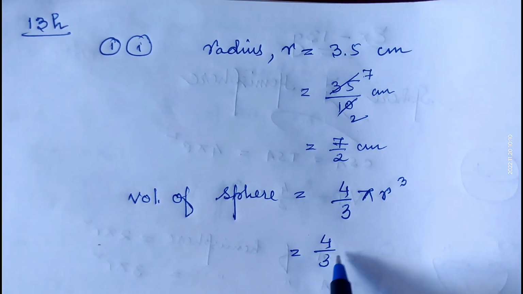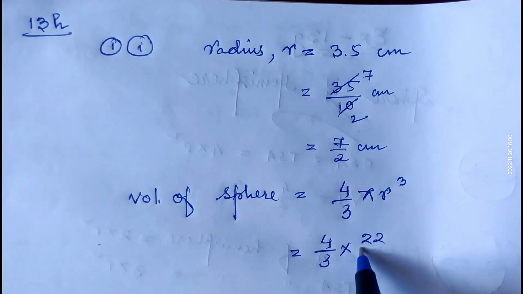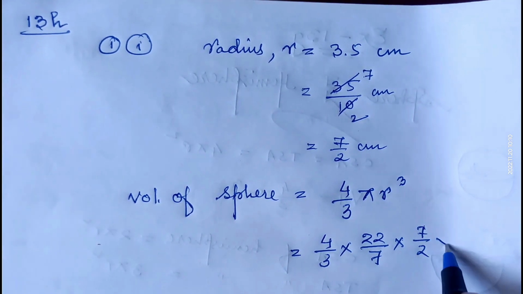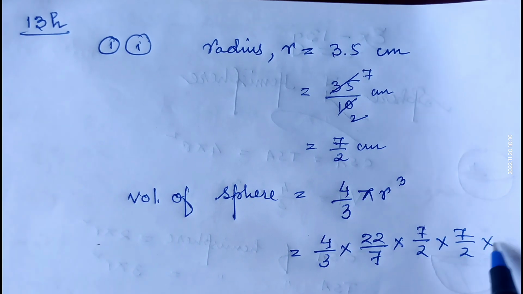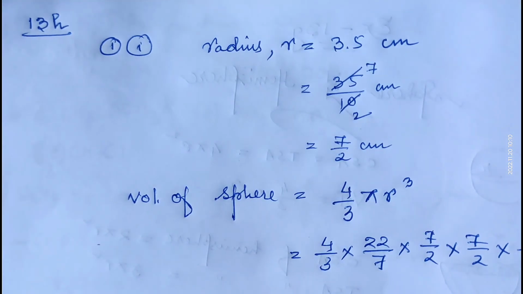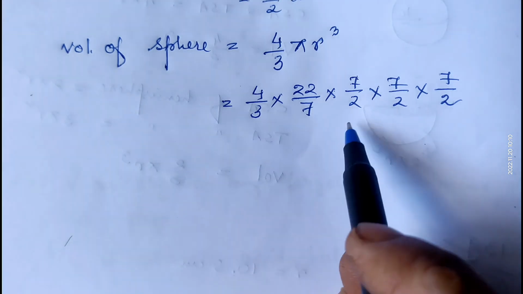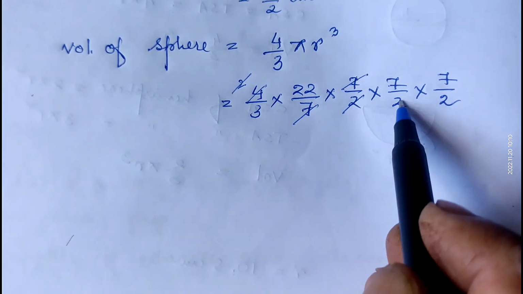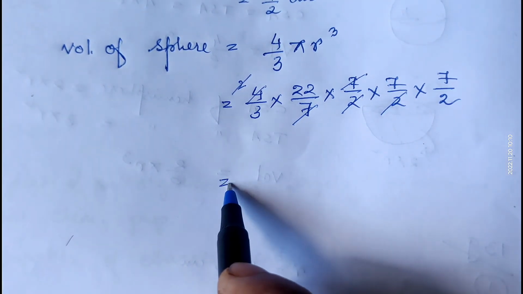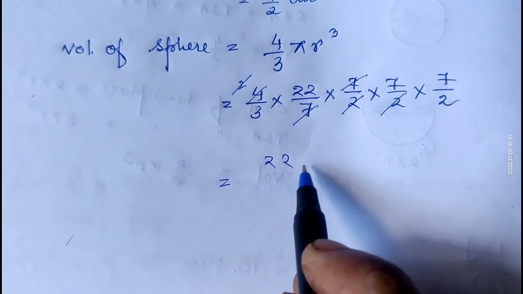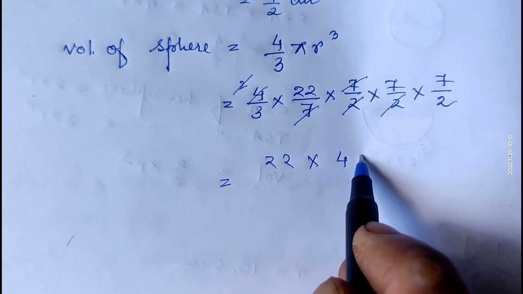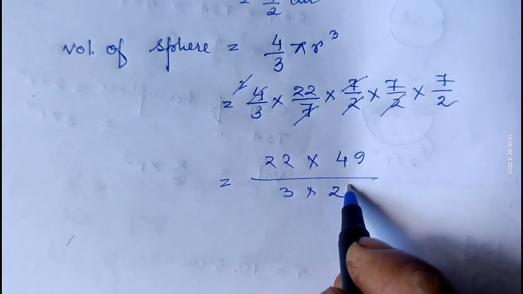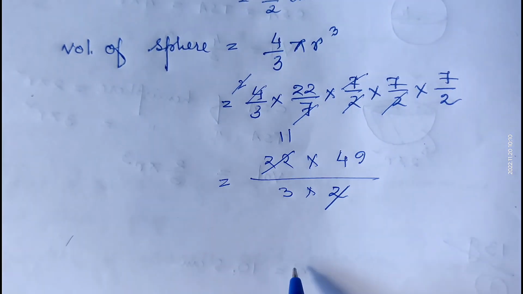It can be written as 4 by 3 into pi is 22 divided by 7. Now radius is 7 by 2, so it will be 7 by 2 into 7 by 2 into 7 by 2. Now we can cancel this 7 and 7. 2 2s are 4. Again this 2 and 2 can be cancelled. So we are left with 22 into 7 7s are 49 divided by 3 into 2. These 2 and 22 again can be cancelled. So we are left with 11 into 49.